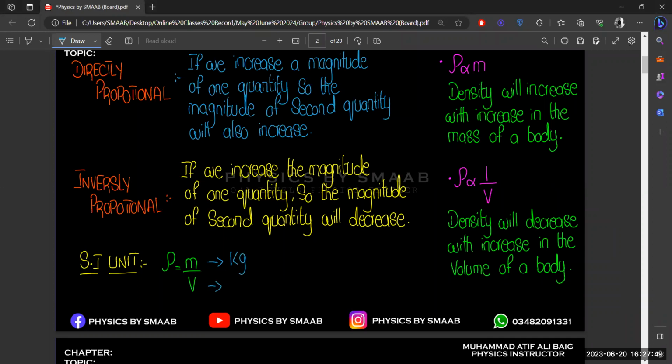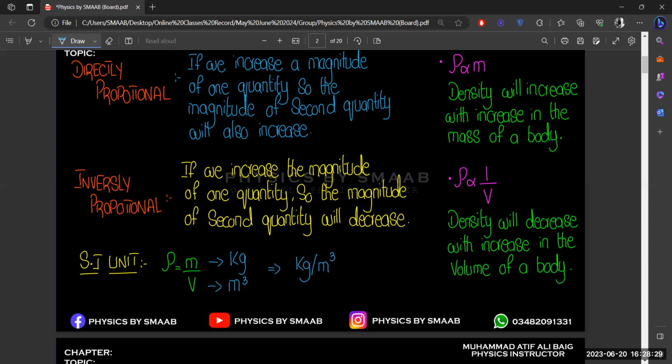And what will be the SI unit for volume? Volume is a product of length, breadth, height. So we are having three lengths. When we multiply three lengths, we will get the answer meter cube, right? So always remember that the SI unit for volume is meter cube. Combining these terms, you will get the SI unit of density, that is kilogram slash meter cube, that is kilogram per meter cube, right? Kg per meter cube.